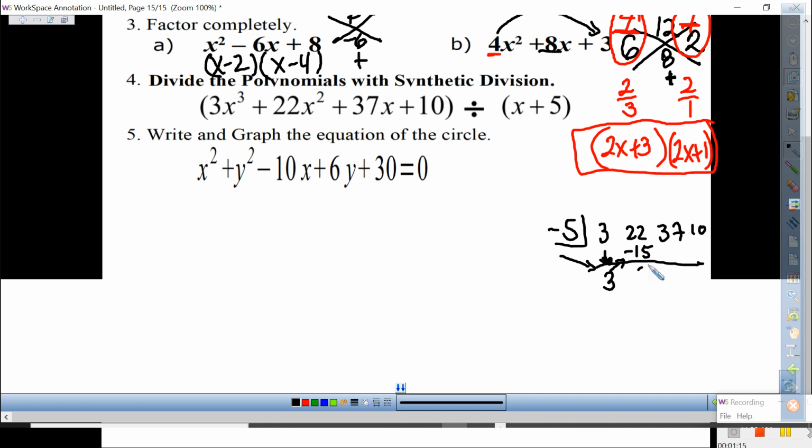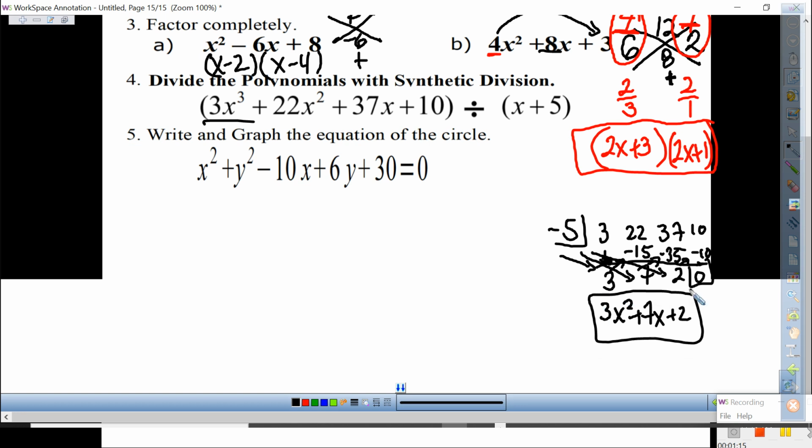That's -15. Combine, that's 7. -5 times 7, that's -35. Combine, that's 2. -5 times 2 is -10. Combine, that is 0. If we started with a 3x cubed, that means this one's no longer 3x cubed. This is 3x squared plus 7x plus 2, and we're done.